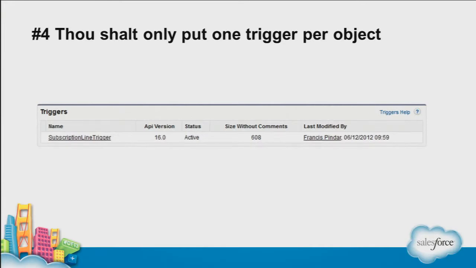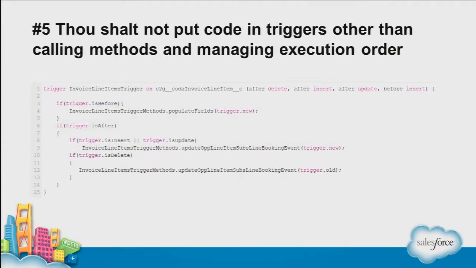So, generally, keep one trigger per object and use that to manage your execution of your code, which kind of follows nicely on to number 5, really, which is thou shalt not put code in triggers other than calling methods and managing execution order.